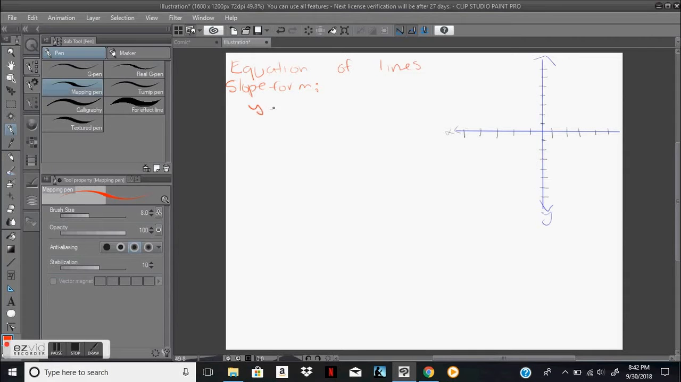In Chapter 3, Unit 5, we're learning about the equation of lines, and we're going to learn how to graph in slope form. The slope form would be y equals mx plus b. y would be the y variable, x would be the x variable, m the slope, and b would be the y-intercept.